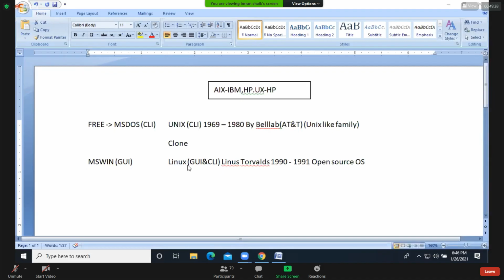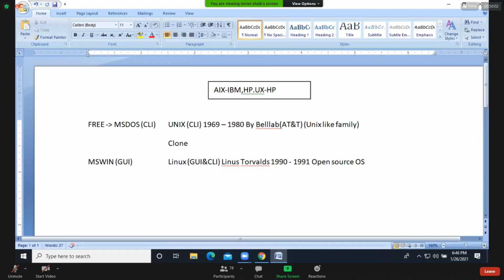Now, what is the difference between Windows and Linux? I'm talking about servers, guys, not the normal desktop operating system, because we are administrators and we are going to manage servers, mostly. Coming to Windows, 90% of people are migrating from Windows to Linux nowadays.